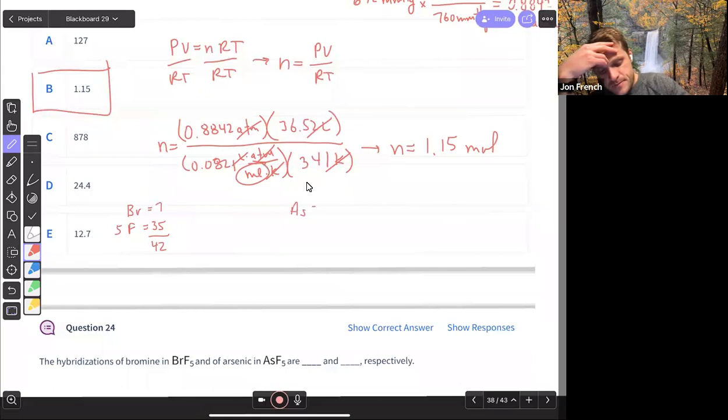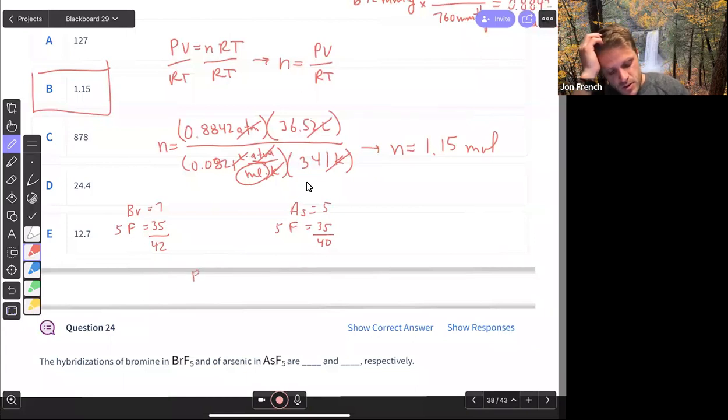Arsenic, and then I've still got 5 fluorines, so 5 fluorines can be 35. And I think arsenic's in the same family as nitrogen, so that would be 5, so 40 electrons.